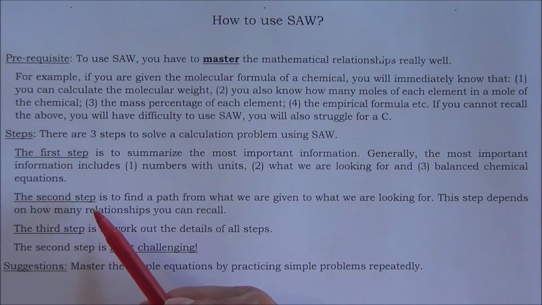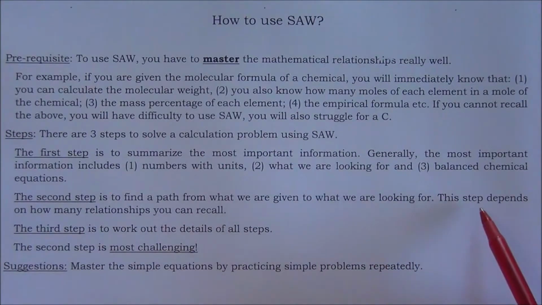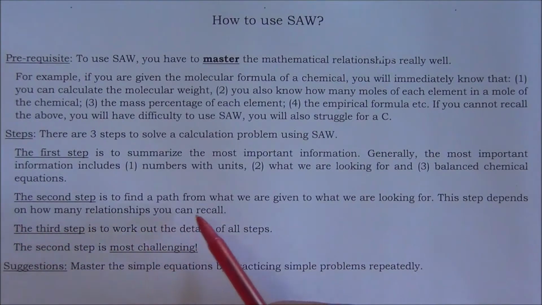The second step is to find a path from what we are given to what we are looking for. This step depends on how many relationships you can recall from what we are given. The third step is to work out the details of all steps. The second step is most challenging. My suggestions to use SAW is master the simple equations by practicing simple problems repeatedly. Then you start to practice using SAW to solve a complex problem.